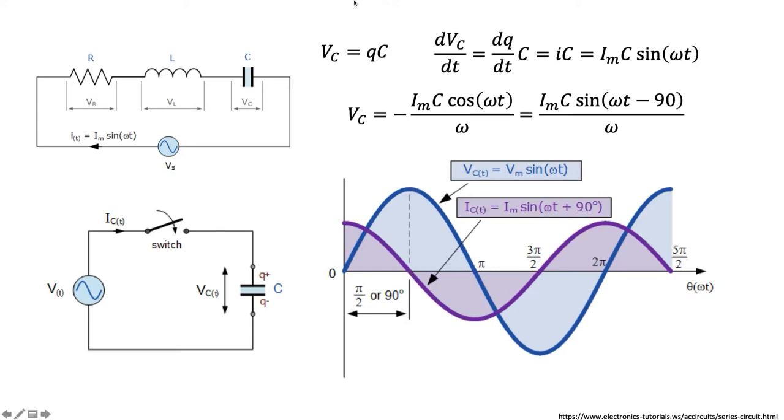Mathematically, the capacitor voltage is proportional to the charge Q. Taking the derivative of the capacitor voltage with respect to time, we also get the derivative of the charge with respect to time, which is just the current. If the current is sine omega t, then integrating will give us negative cosine omega t divided by omega. But negative cosine omega t is just sine omega t minus 90 degrees, as you very well know from trigonometry. Mathematically, this means that the capacitor voltage is out of phase and lags the current by 90 degrees.